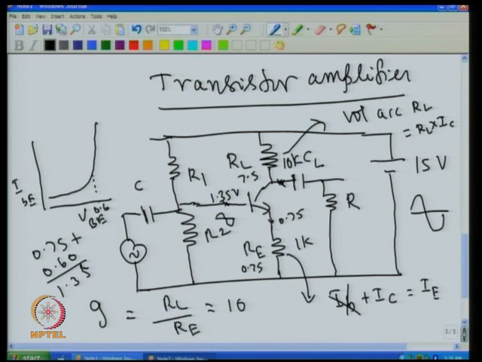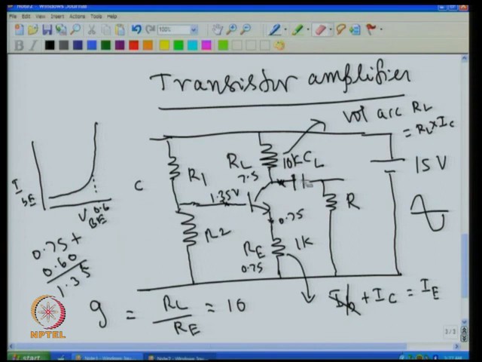If this is 0.75, then a current of 0.75 milliampere is flowing. The same 0.75 milliampere goes through 10K, that will produce a 7.5 volt difference across this. That will make this point sit at 7.5. So all that needs to be done is to keep this at 1.35. That will make this one sit at 7.5, and then this one sit at 0.75. That is assuming there is no AC signal. Assuming there is no AC here, then I want to bias this.